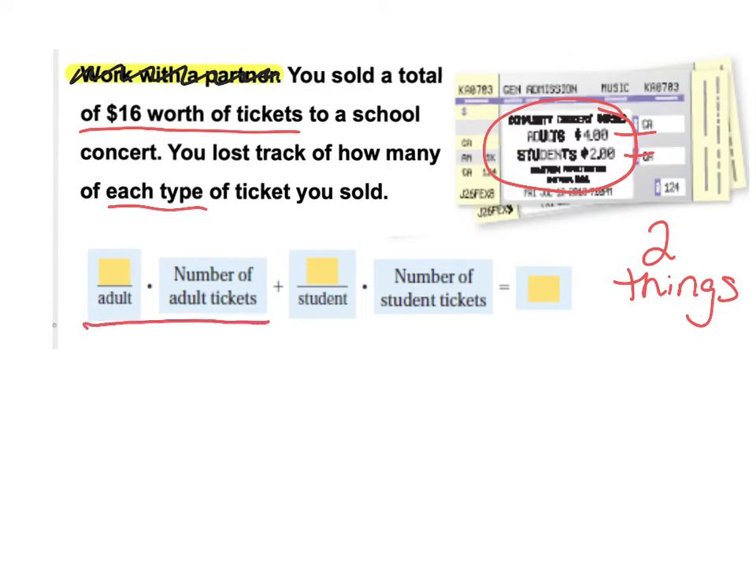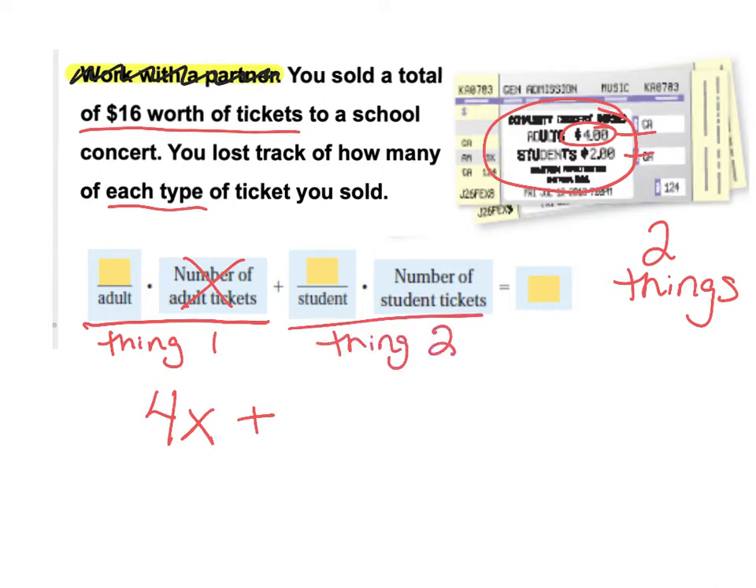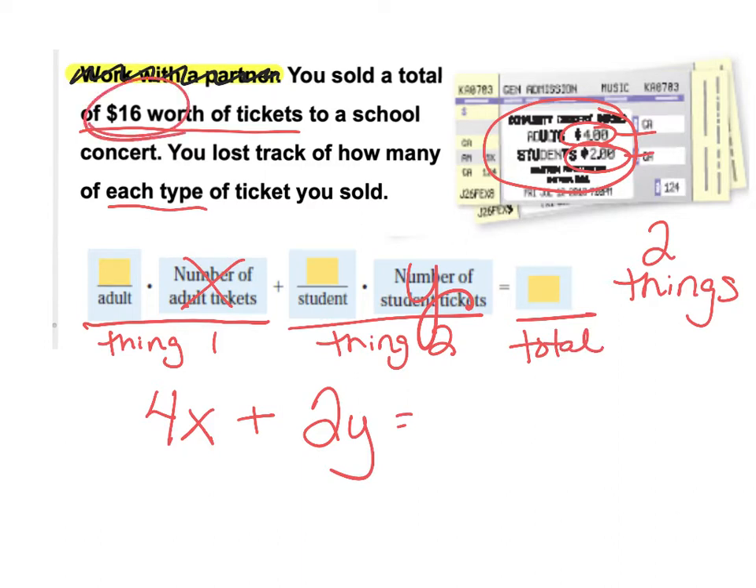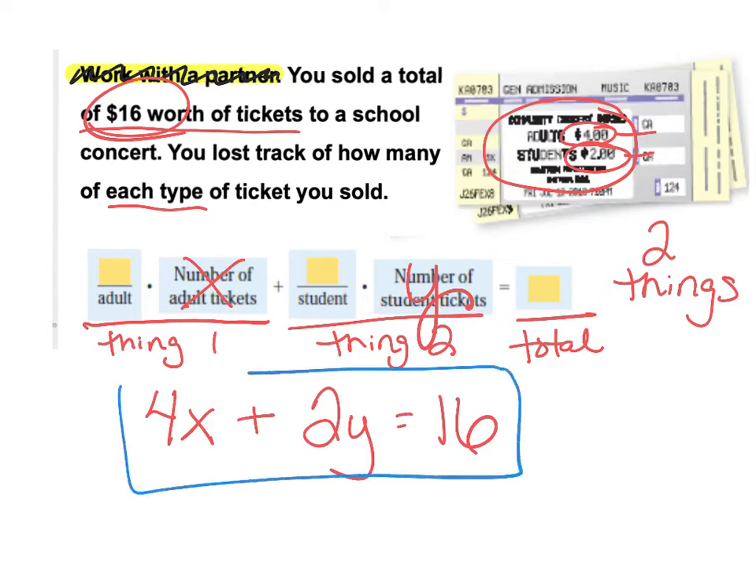So our adult tickets is thing number 1. And we don't know how many adult tickets, so we're going to use x. And we know that they are $4 a piece. So $4 times how many tickets? And we're going to add that to this part, which is going to be thing number 2. And that's going to be student tickets. We're going to call that y. And those were $2 a piece. So $2 times the number of student tickets. This is going to equal our total. And that's our $16 worth of tickets. So this is our standard form.